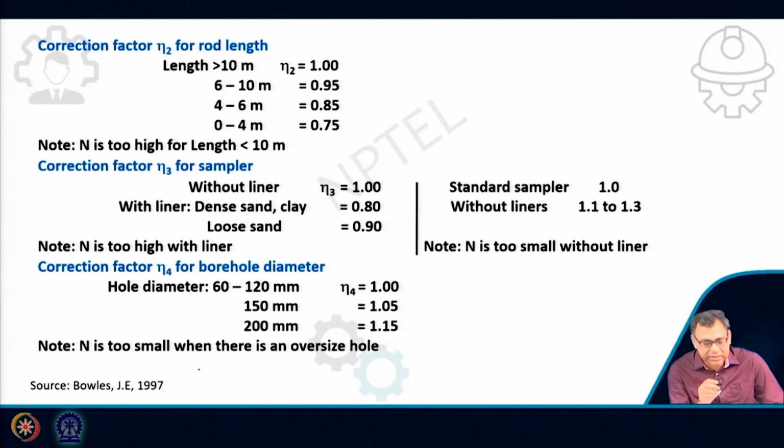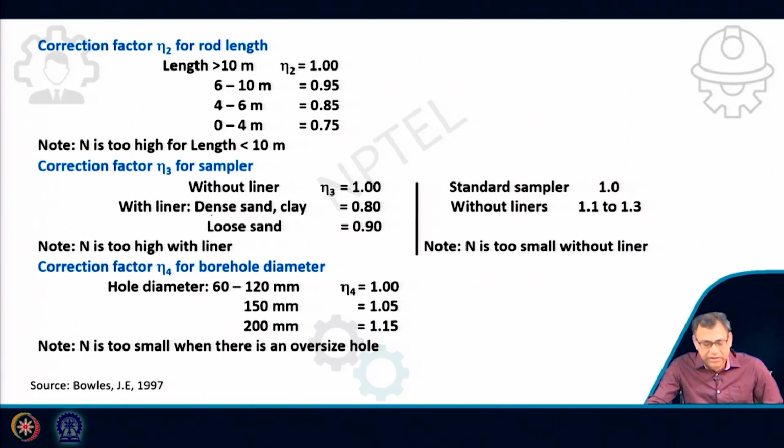Now, in addition, there are corrections for rod length. The N value is too high if the rod length is less than 10 meters. So for 10 meters it is 1, and if less than that it is too high, so you have to reduce it. You can see for 6 to 10 meters it is 0.95, 4 to 6 meters is 0.85, 0 to 4 meters is 0.75. Similarly, for the sampler, N is too high if the sampler has a liner. So if with liner, then you have to reduce that. Without liner it will be 1.